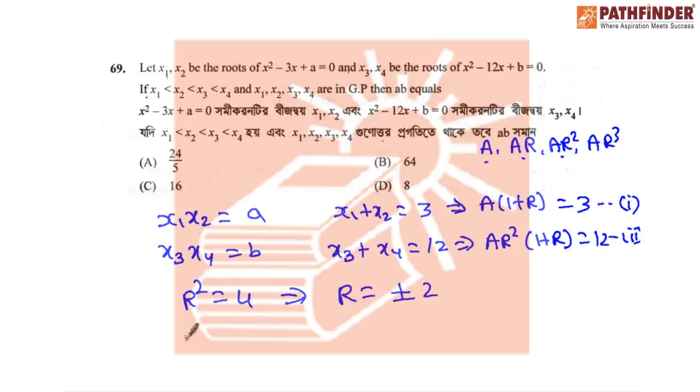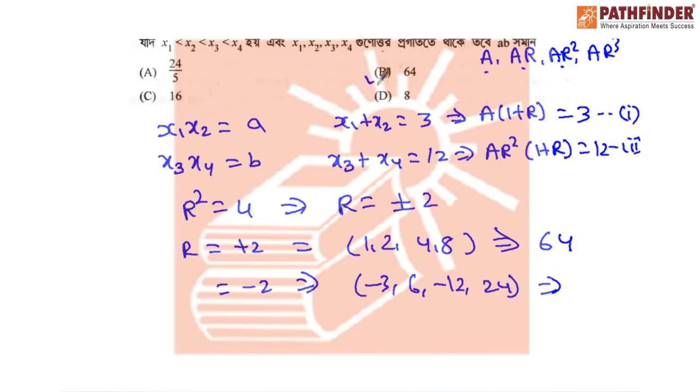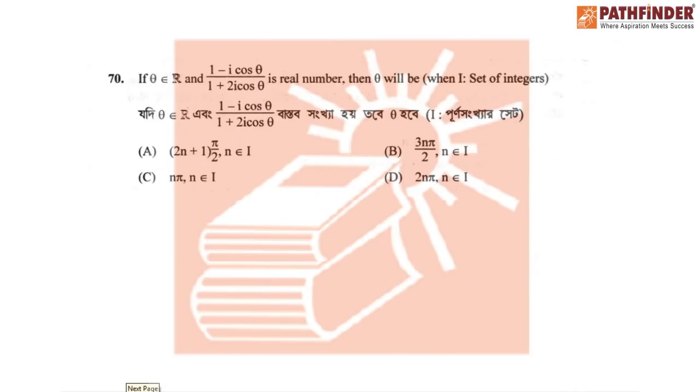When r is equal to plus 2, then we will get the terms as 1, 2, 4, 8, and their product is 64. When r is equal to minus 2, then terms as minus 3, 6, minus 12, 24. Its product is not given in the option, only one option, 64, which matches this, option B. Next is question number 70.